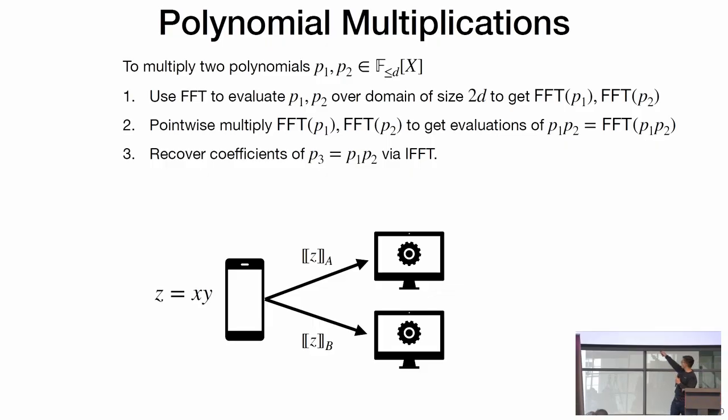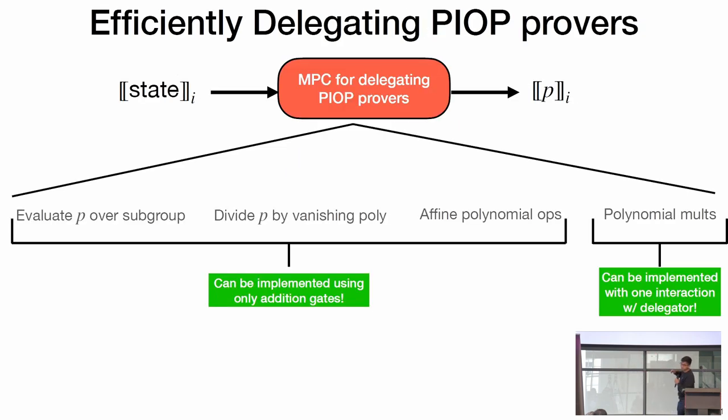So we can leverage this delegator, and the key thing here is that field multiplications are very cheap, right? I'm not asking the delegator to do something like a multiscalar multiplication, which is expensive and would defeat the purpose of delegation. But these field multiplications, you can do them in a few nanoseconds. They're quite efficient. So this is how we can leverage the delegator to get very cheap polynomial multiplications with just one round of interaction with a delegator.